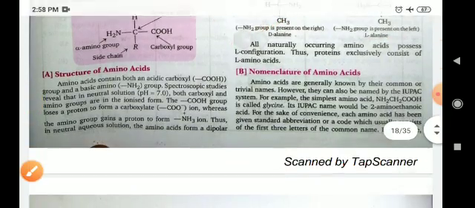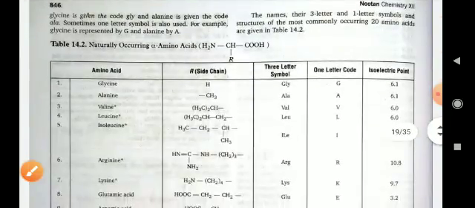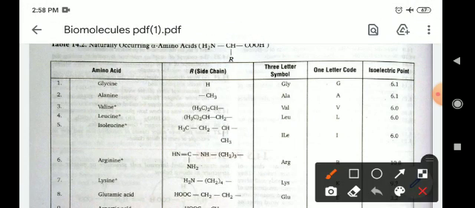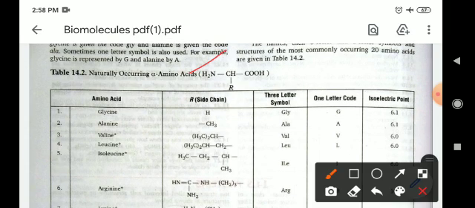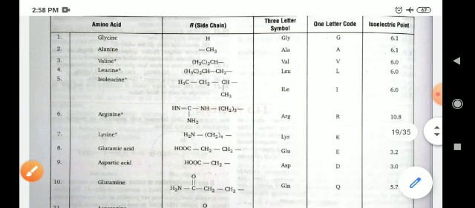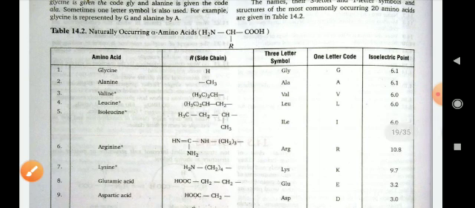Okay. Nomenclature of amino acids. There are some examples of amino acids given here. This is the general formula of an amino acid, with an NH2 group and a COOH group present, and there is an R group, meaning an alkyl group. So what will this R group be? At the position of this R group, what can I attach? According to the attachment, you can see here what the name of the amino acid will be.